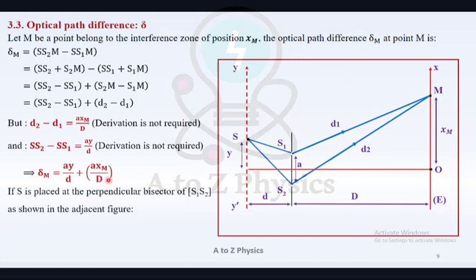Now, if S is placed at the perpendicular bisector of S1 S2 as shown in the adjacent figure, SS1 equals SS2, therefore delta at M equals d2 minus d1, which is equal also to a xM over D.